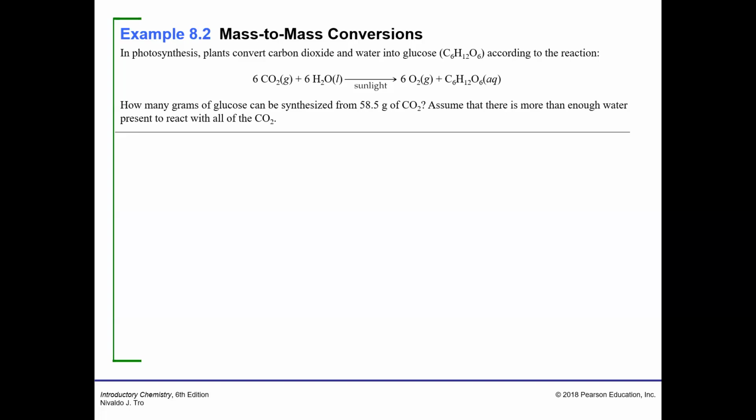How many grams of glucose can be synthesized from 58.5 grams of carbon dioxide? Assume that there is more than enough water present to react with all of the carbon dioxide. That's what the plants are doing. That's why we get food to eat.